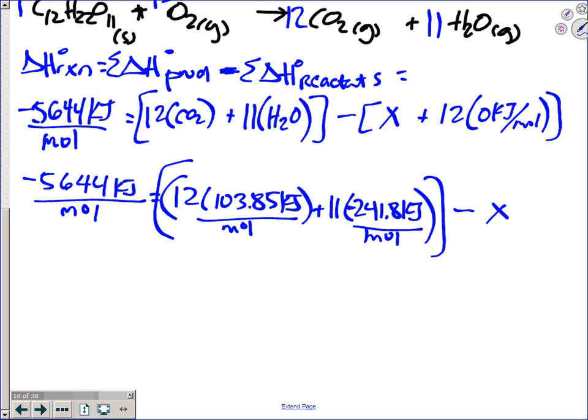Products and reactants. So the products here. That's just how I see the definition of that equation.